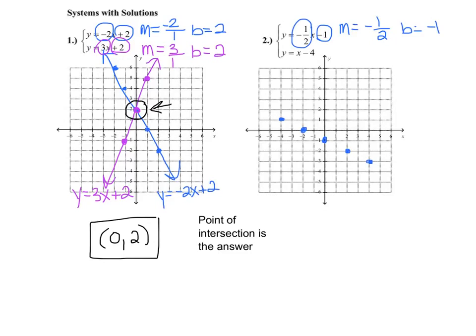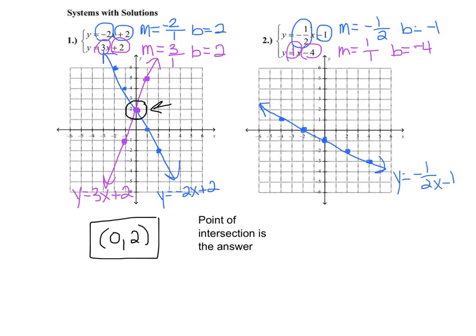Now let's draw our line. And you want to label your line y equals negative 1/2 x minus 1. All right, let's go to our next equation. Y equals x minus 4. And remember, there's a 1 in front of that x, so your m is equal to 1 over 1. And then our b is negative 4.